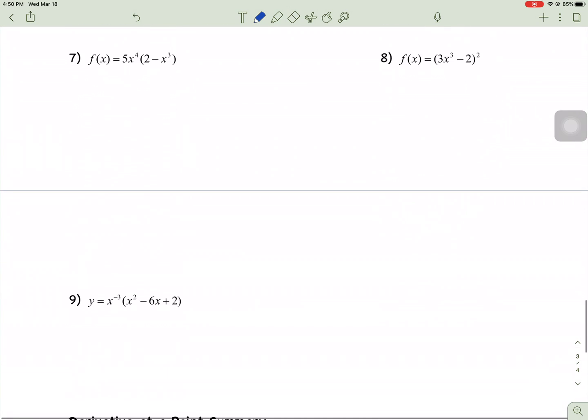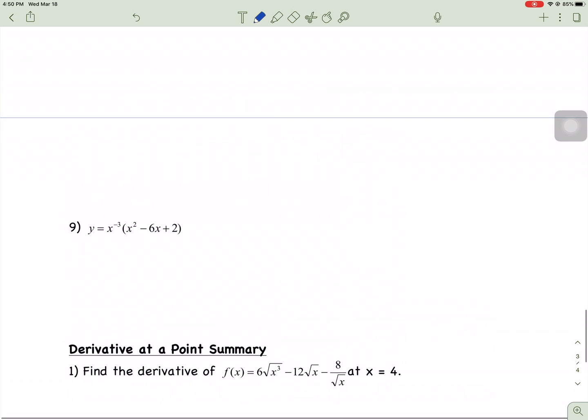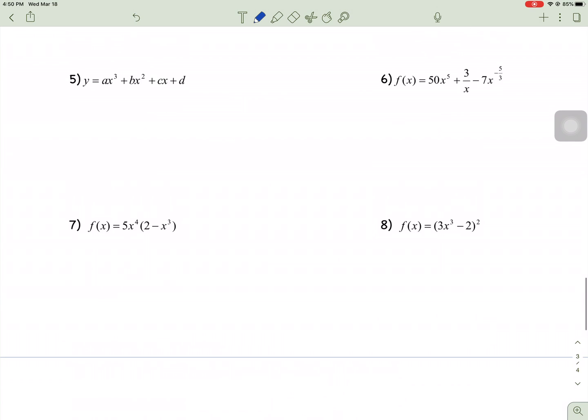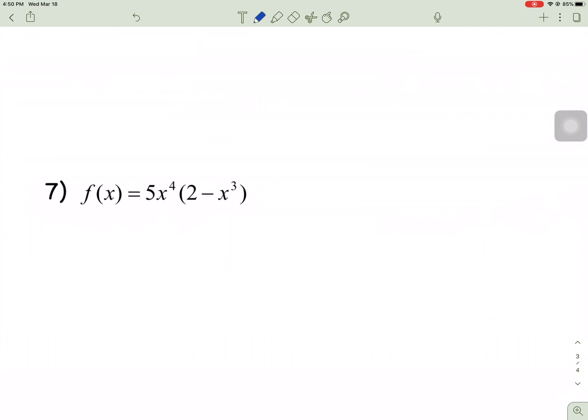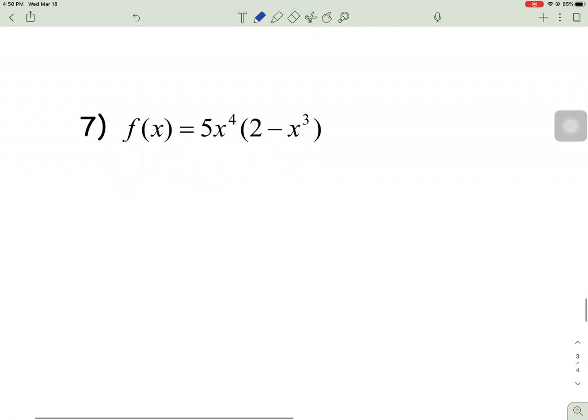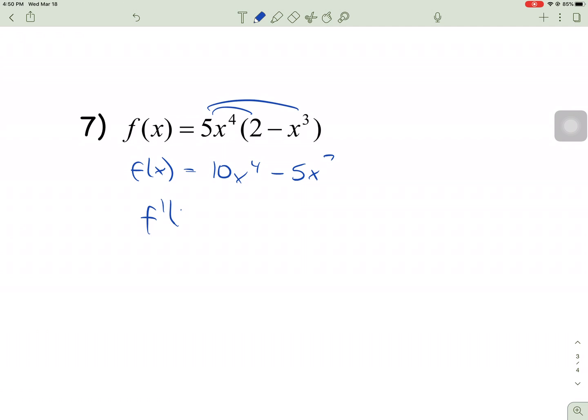Now, some more tricky ones down here we could try. Let's see, let's pick one. What if we have something like this and we don't really know how to work with this yet, so instead we have to simplify. Distribute: it's 10x to the 4th minus 5x to the 7th, which means f prime of x is 40x cubed minus 35x to the 6th.